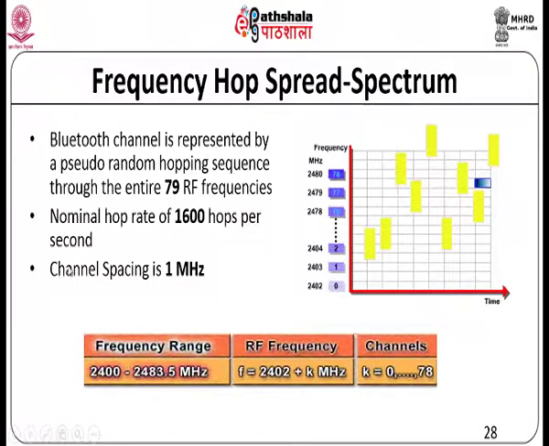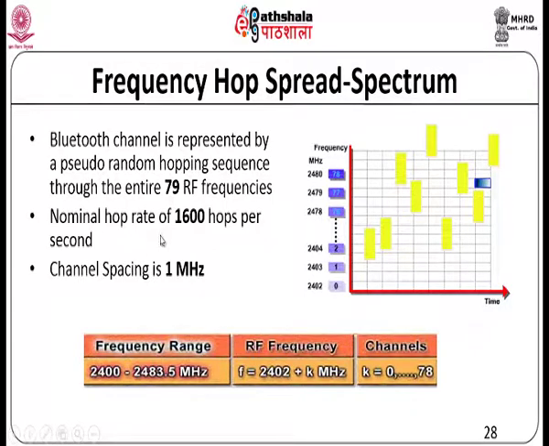So how exactly does the frequency hopping take place in Bluetooth? If you look at that, the Bluetooth channel has a pseudo-random hopping sequence through 79 RF frequencies. Okay. So you have a band from 2402 to 2480 which is divided into 79 different frequencies, where the channel spacing is 1 megahertz. So it will hop at a rate of 1600 hops per second. Okay, so those are the different channels that we will have.